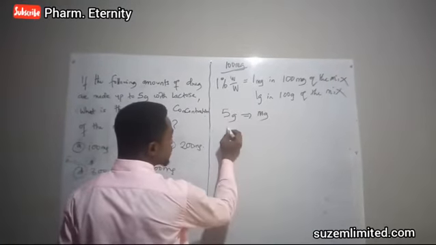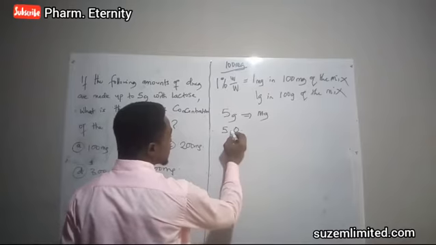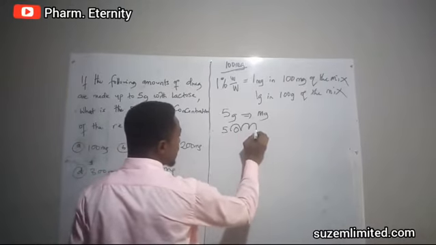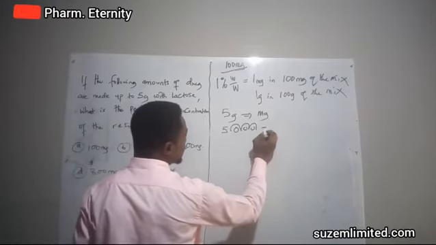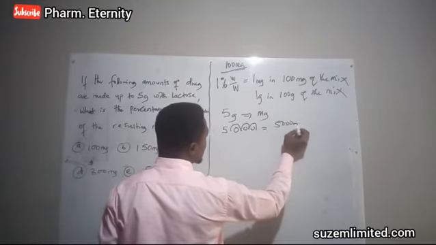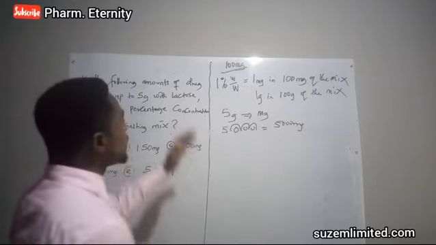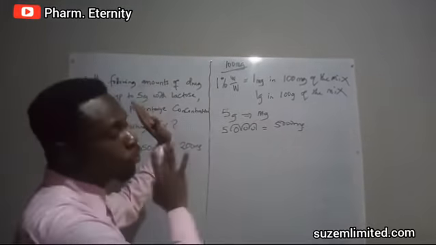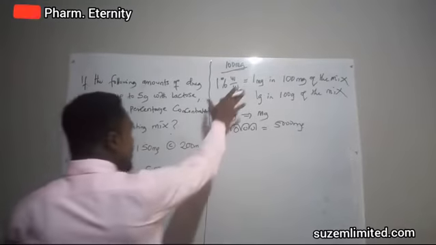Here we have 5.0. We make the first movement, second movement, third movement, and we now have 5,000 milligram. So 5 grams is equal to 5,000 milligram. We have succeeded in bringing everything to milligram. So we now go back to our formula.